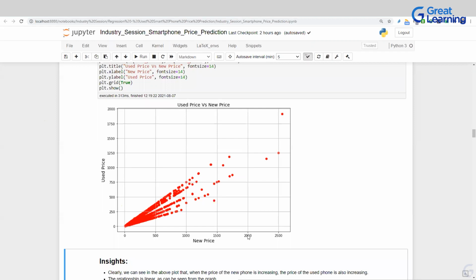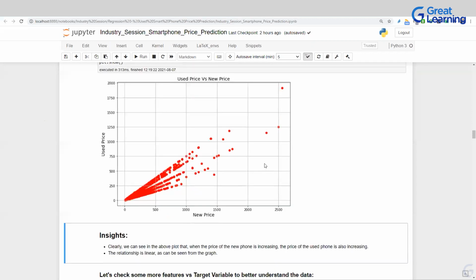So new price is one of the features we can say that will always be available. If I'm going to the market to buy a used phone, I would know what is the price of the same phone for a new one. So this is going to be a very significant predictor in order to understand the used price. And we have already seen the relation, right? The used price is almost half of the new price. And we'll validate that once we do the prediction.